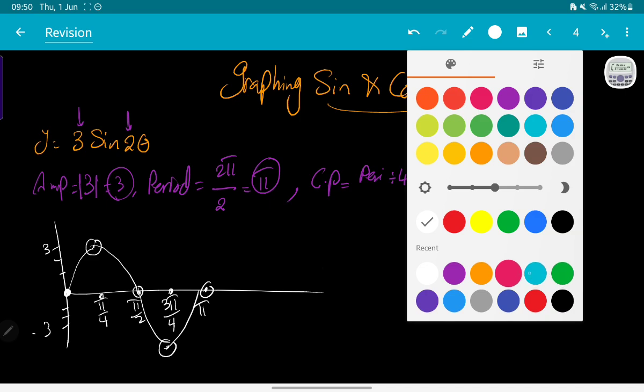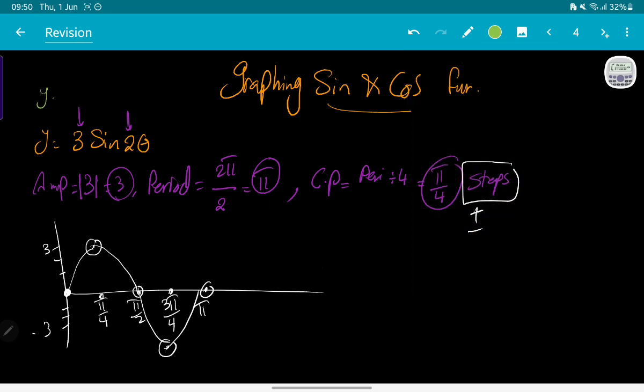What if this question was y equals negative 3 sine 2 theta? We will do the same steps, but instead of moving from this point up, we move down here and go back again here, then up, then here. So the function will be graphed like this if it's negative. We use the positive value for the amplitude, and the graph is flipped.